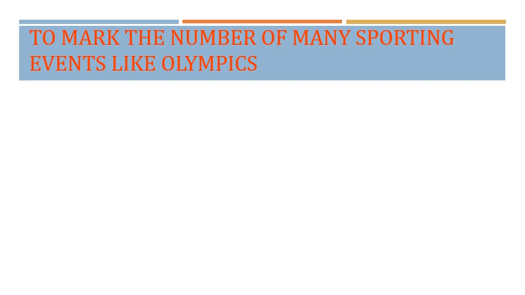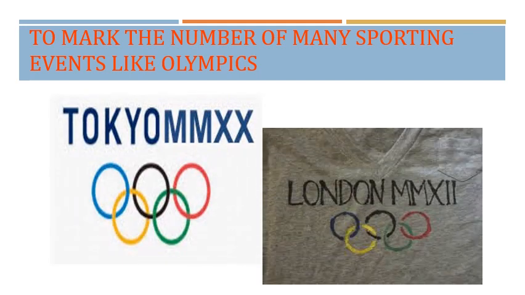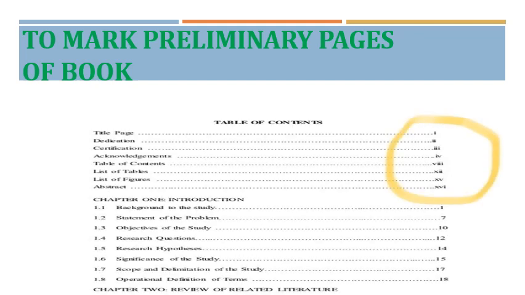To mark the number of many sporting events like the Olympics, they still use Roman numbers. It is Tokyo 2020, that is 2020. They are also used to mark preliminary pages of books. In some of the books, preliminary pages are still marked as Roman numbers.